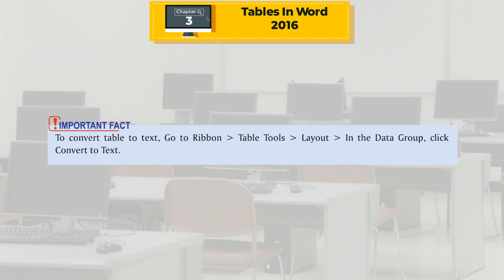Important fact. To convert table to text, go to Ribbon, Table Tools, Layout. In the Data group, click Convert to Text.